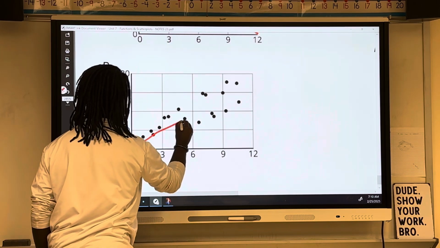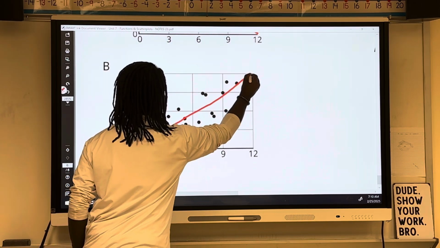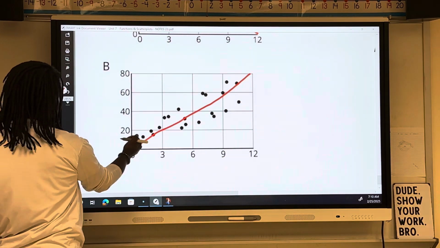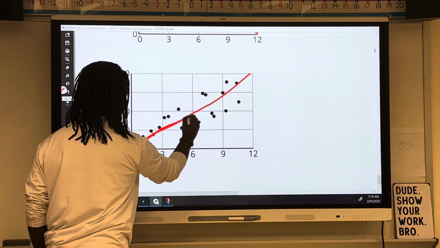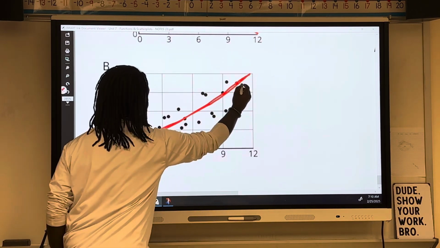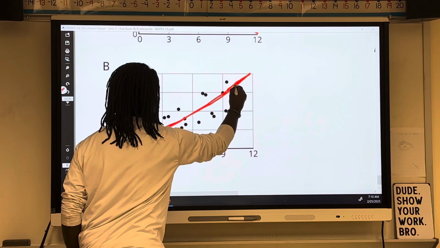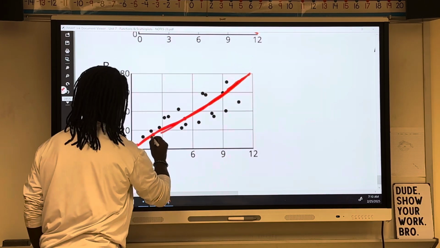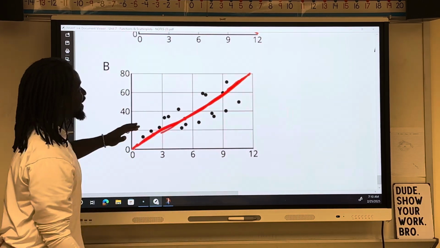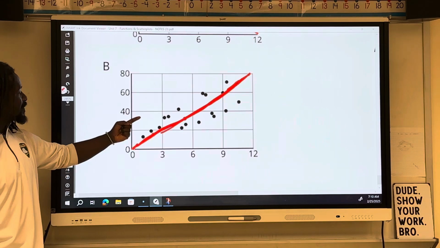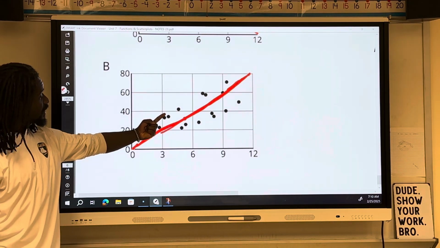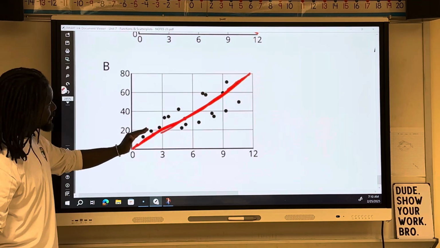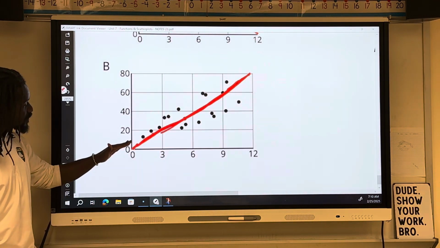I'm telling you guys, this is a little hard to do on the board. I like that one better. All right, so we got some points that are above it. We got some points that are below it. Again, I just want to reiterate as you're drawing these, it is okay to have some error. The main thing you want to understand is there are some points above it and some points below it, and you're trying to get as close to the middle as possible.